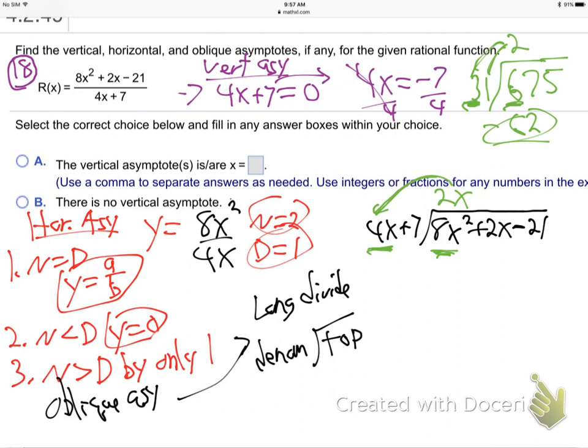So 2x times 4x, 8x squared, and then 2x times 7, 14x. It's exactly what we do in number long division, right? Just a little messier. Everybody good so far? And then what do we do? Subtract. 8x squared minus 8x squared, gone. 2x minus 14x is minus 12x, isn't it? See what just happened there? 2x minus 14x, minus 12x.